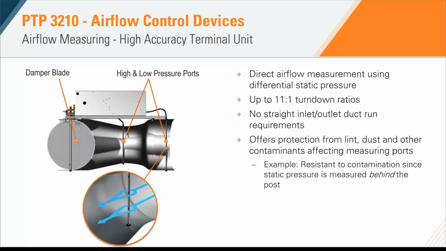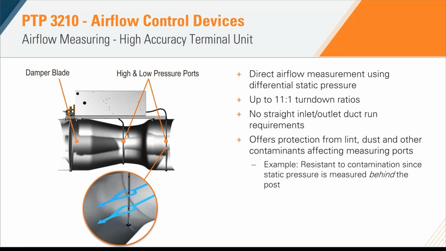Lastly, typical high accuracy terminal units will also offer some form of protection from lint, dust, or other contaminants affecting the measuring port. So in this example here, we're utilizing a resistant to contamination design based off of the static pressure port design, with those static pressure ports being faced downstream of the airflow direction. We'll talk about that more here in detail.